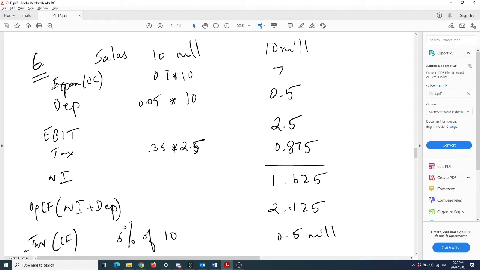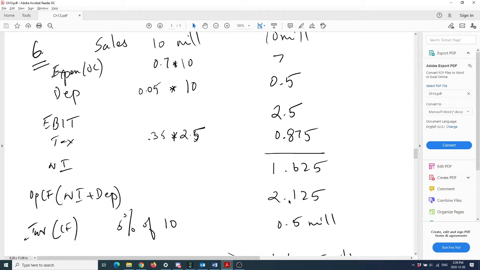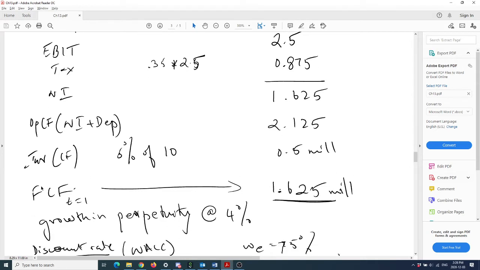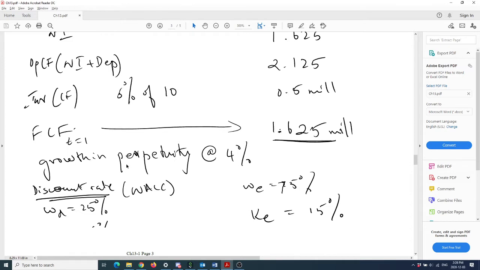This is the operating cash flow, which you could think of as being available to all the shareholders in some sense, and the bondholders as well. From this, the investment cash flow is given as 0.5 million per year, and the overall free cash flow to the firm can be estimated as $1.625 million. This free cash flow grows at a rate of 4% in perpetuity, and we will be discounting it using the weighted average cost of capital.